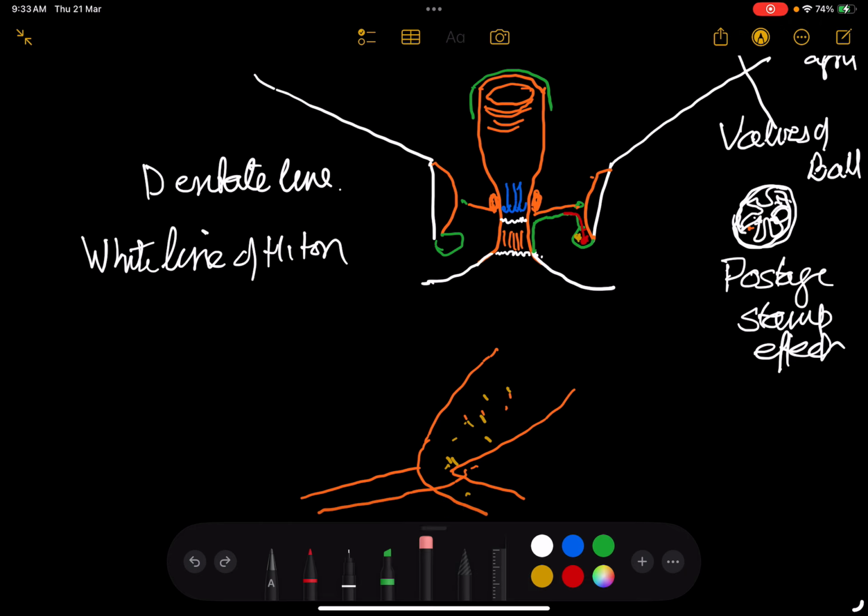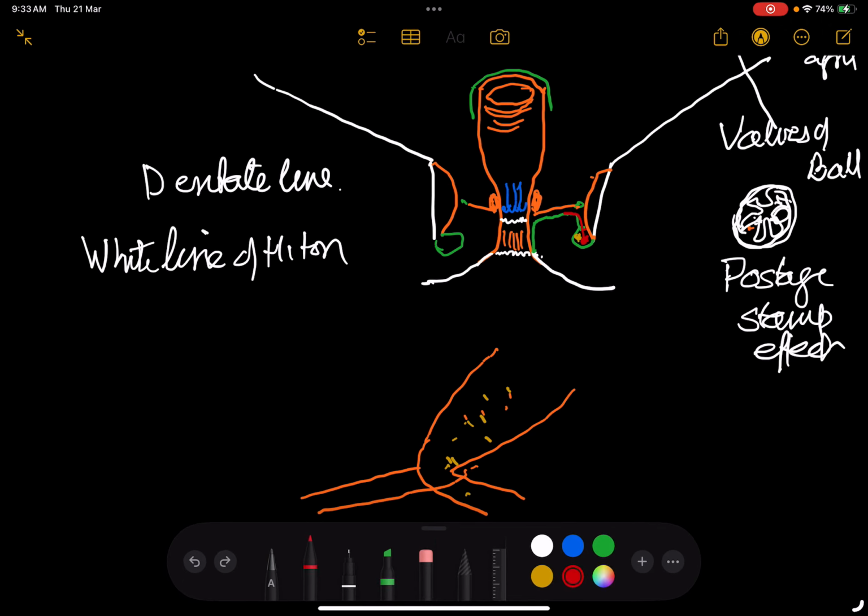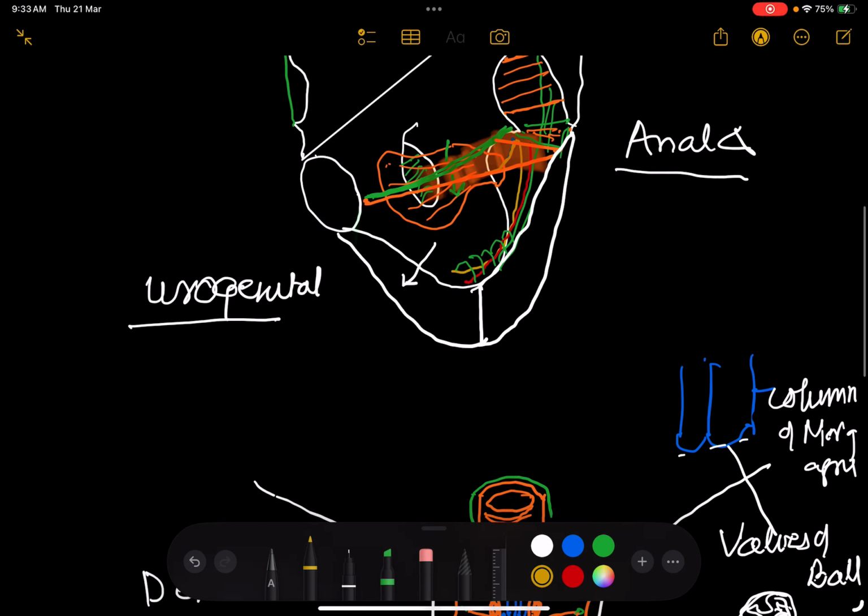The space between the ischium and the rectum and anal canal is filled by a pad of fat, which is called the ischiorectal pad of fat. And this is the ischiorectal fossa.